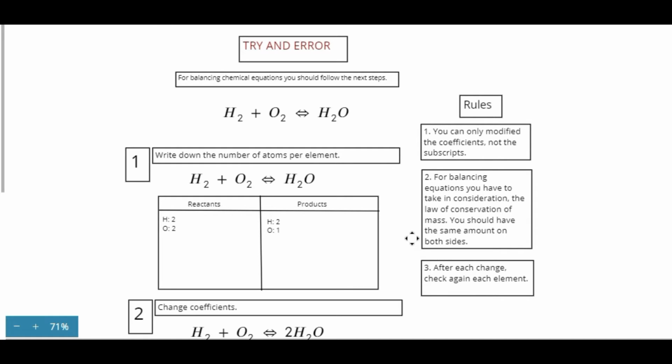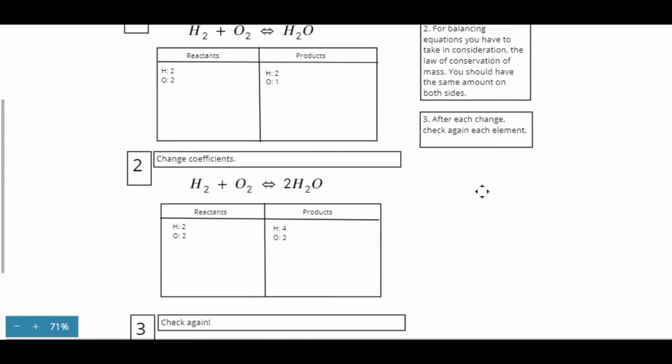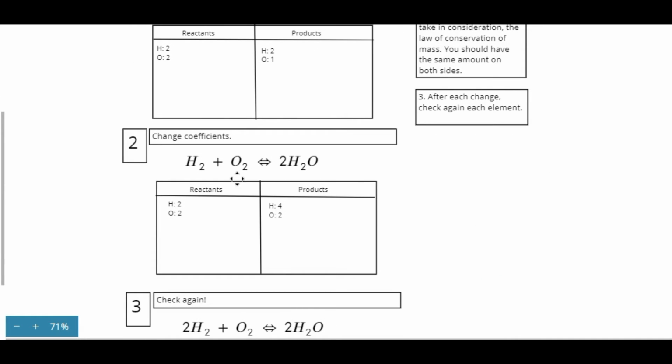So I will give you three basic steps to balance a chemical equation. First, you have to write down the number of atoms per element. In this case we have 2 hydrogens and 2 oxygens on the reactants, and on the products we have 2 hydrogens and only 1 oxygen, because it doesn't have any subscript on this side. So for that you have to change the coefficients to have the same amount on both sides. As I was saying, because of the law of conservation of mass, you have to have the same amount on the reactants and the same amount on the products. So you have to change the coefficients.